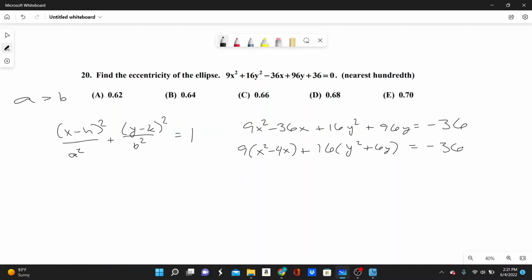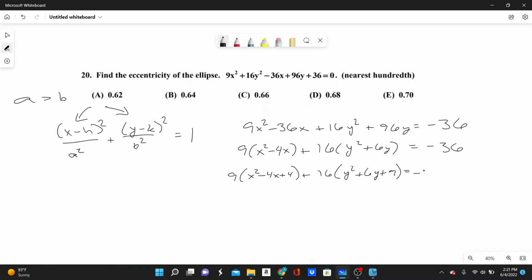Okay, what I'm going to do next is complete the square with each of the parts, with the x part and with the y part, and that'll help me get these forms right here, this x minus h and this y minus k. So if I do that for the x's, I get 9 times (x squared minus 4x plus 4). And then with the y's, it would be y squared plus 6y plus 9.